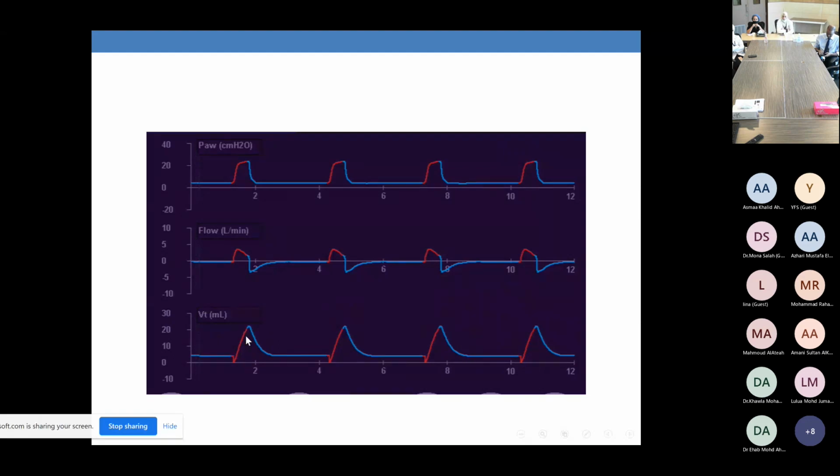If you see that the graph is not reaching 0, it's shouldering, this means that there is a leak. So here there is a leak. This means that this is not short I time. This is due to leak. That's why it's not reaching 0. So you don't need to play with the I time here. Okay, so this is the leak around the ET tube.